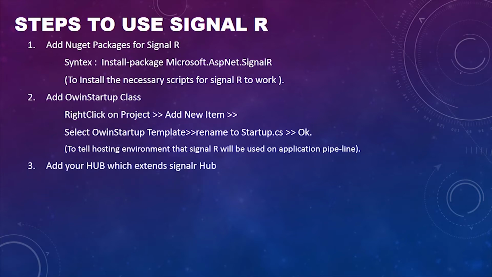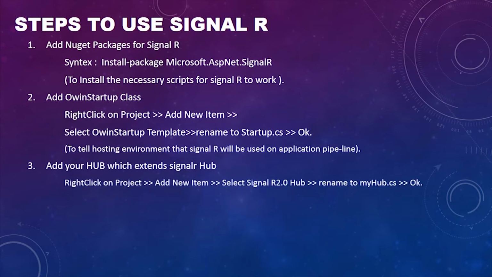application pipeline. The next step is we have to add a hub which extends SignalR hub functionality. And how we can do that? We have to right click on the project in Visual Studio, select add new item, and then select SignalR 2.0 hub. We should rename it to any name which we want for that hub. In my case, I have given myhub.cs and I'll say OK. This will add the extended version of hub. The purpose of this action is to allow us to embed our desired functions to the hub server.